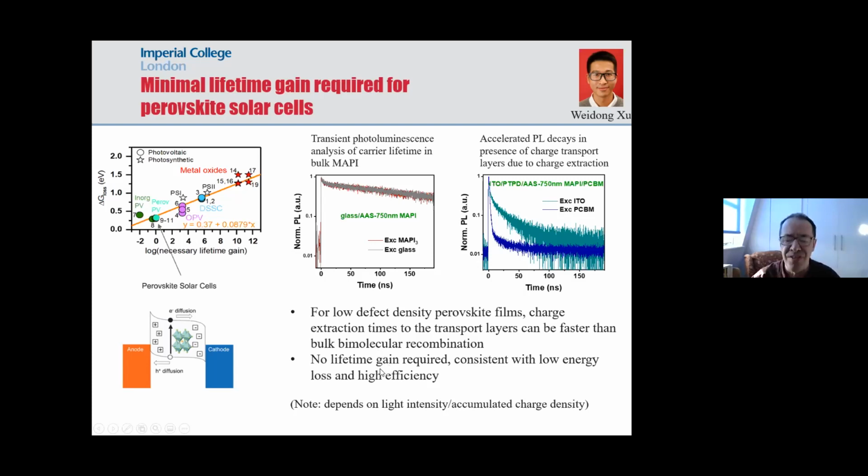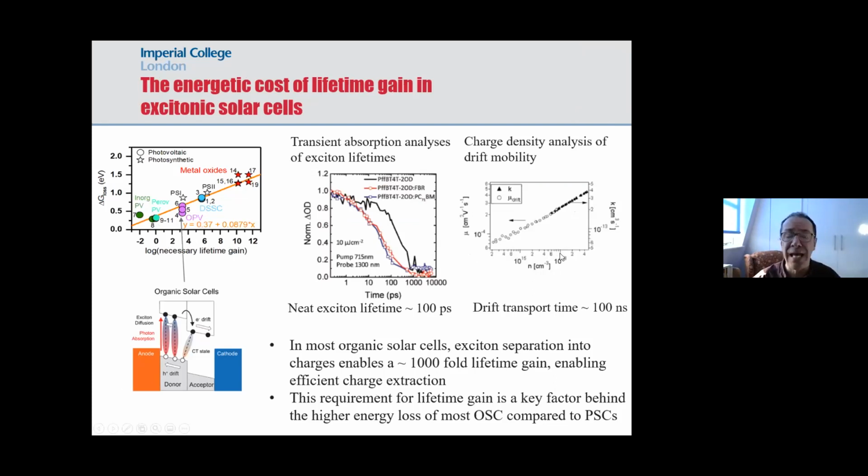It's not quite as simple as this because I haven't talked here about the light intensity dependence of carrier lifetimes. I'll come back to that in a minute. But in essence, this is one of the reasons why perovskite solar cells can be so remarkably efficient. When we compare that to organic solar cells, they have a much greater lifetime challenge.